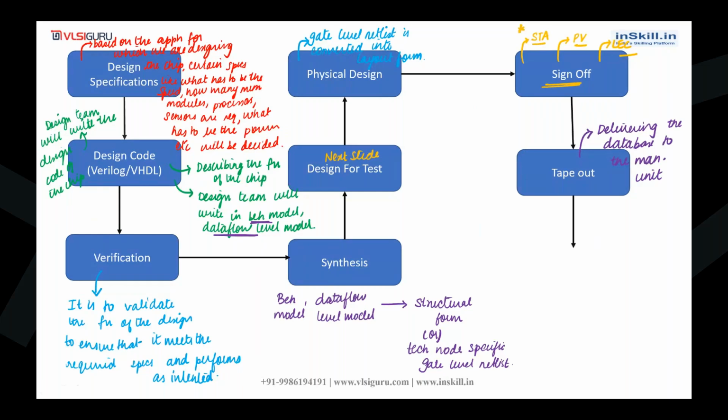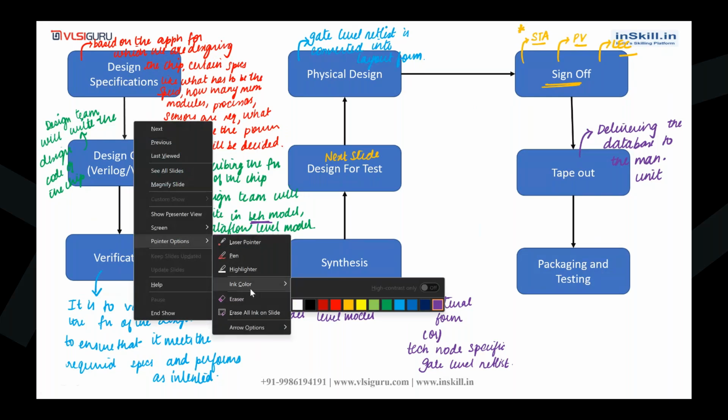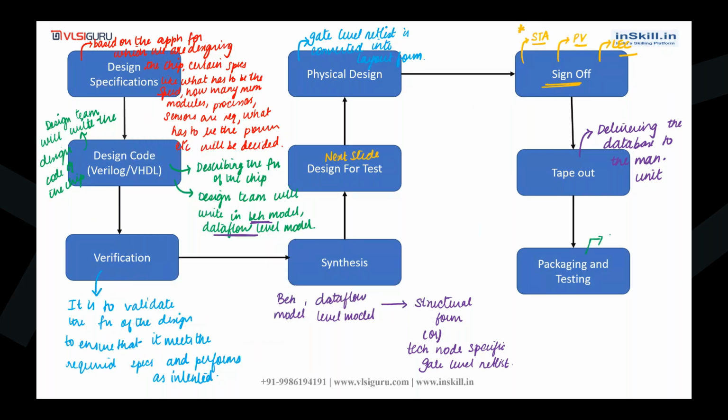And after that, we have packaging and testing. Packaging and testing happen after manufacturing. So what is packaging? Here if you see, this complete circle will be a wafer, and the small portion in it is called the die.